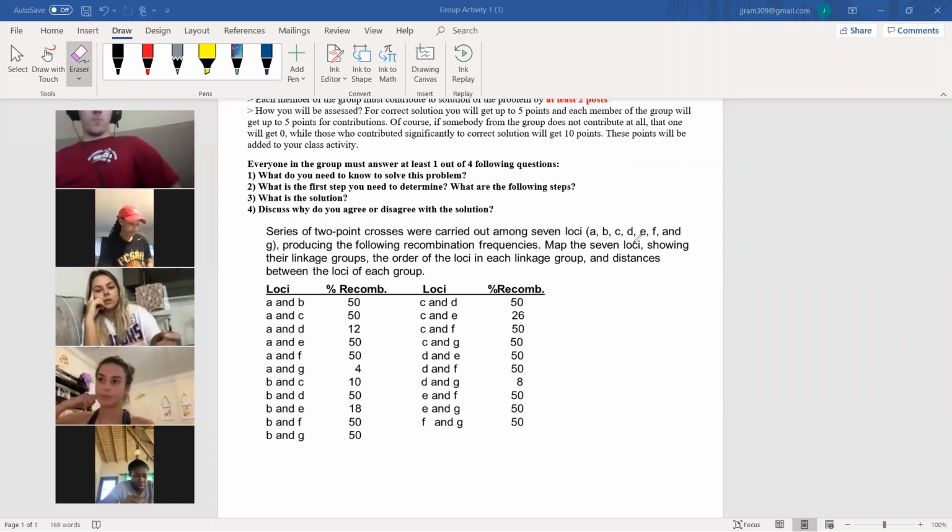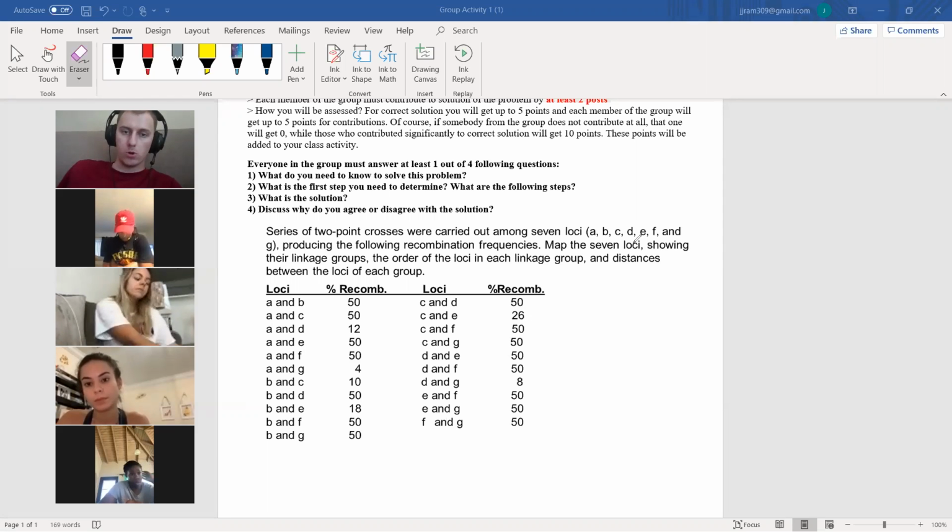I'm just going to start off by introducing the question, and we're going to go through all the 4 steps of the problem that you guys wanted solved. A series of 2-point crosses were carried out among 7 different loci, A, B, C, D, E, F, and G, producing the following recombination frequencies. Map the 7 loci showing their linkage groups, the order of the loci in each linkage group, and distances between the loci of each group. I'm going to turn it over to who's doing number 1.